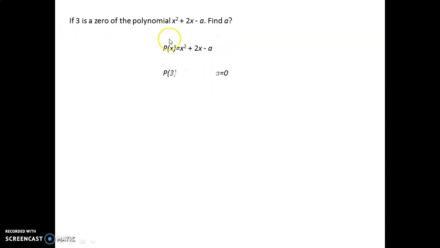So by substituting this 3 value in this equation, p of 3 is 3 square plus 2 into 3 minus a, which is equal to 0 since 3 is the 0 of the polynomial. So 9 plus 6 minus a is equal to 0. So 15 minus a is equal to 0. And finally a value will be equal to 15. So this is how we apply 0 of the polynomial to find out the remaining constants given in the polynomial.